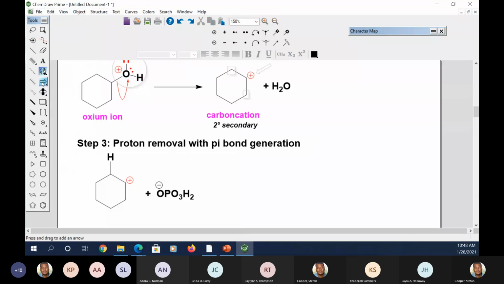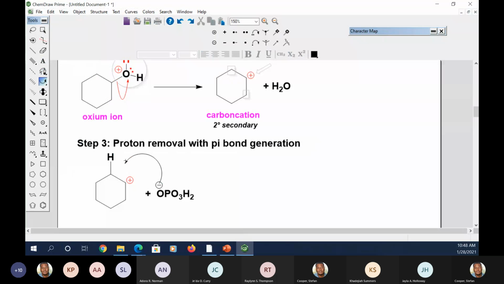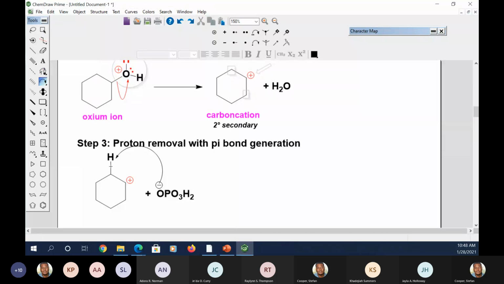I'm going to use the curved arrows for this. My conjugate base is going to grab a proton. And again, a proton is just a hydrogen atom with no electrons. So what happens to the electrons that were shared? They're going to collapse to form a what? A pi bond.